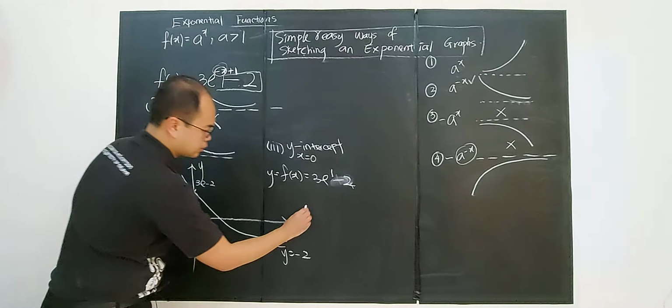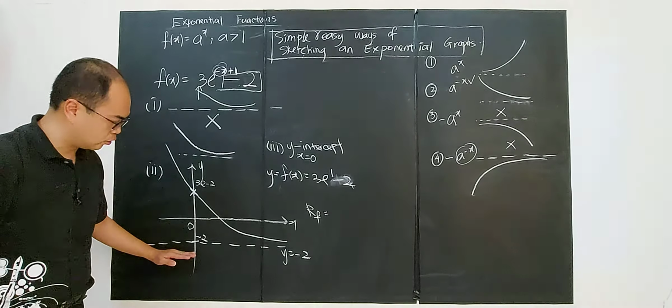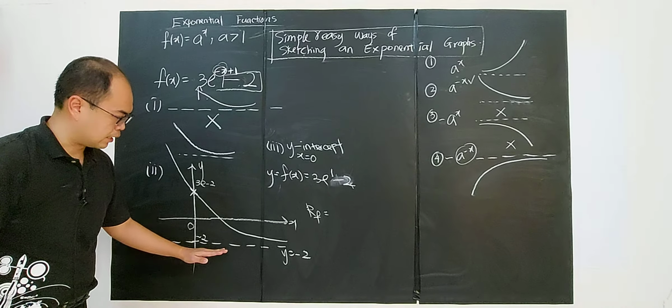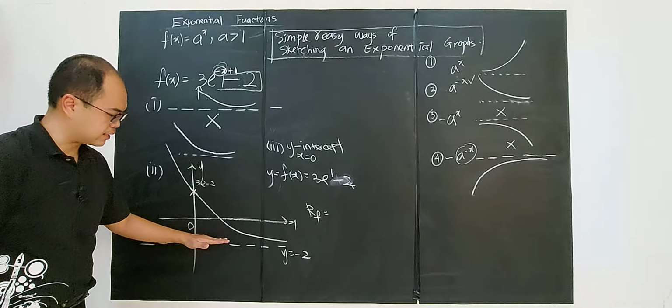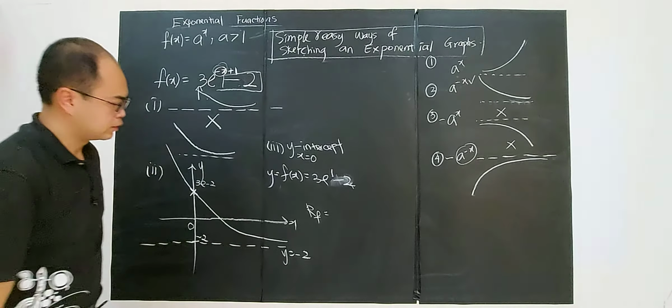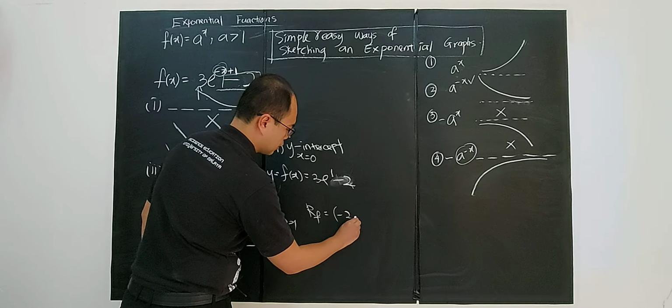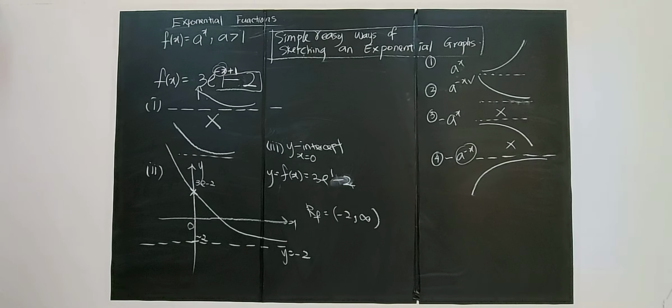So the range: there is no graph below negative 2, the line y equals negative 2, but it's on top, right? From negative 2, but it cannot touch negative 2, up to infinity. So it's from negative 2 up to infinity here. Alright, I think that's good enough to show you how to sketch the graph for an exponential function. For further questions that you want to ask, we can discuss in class.